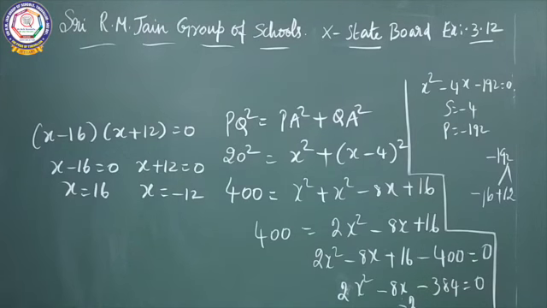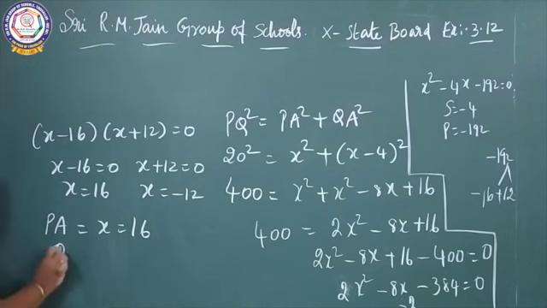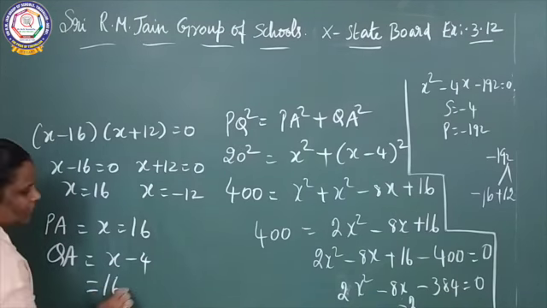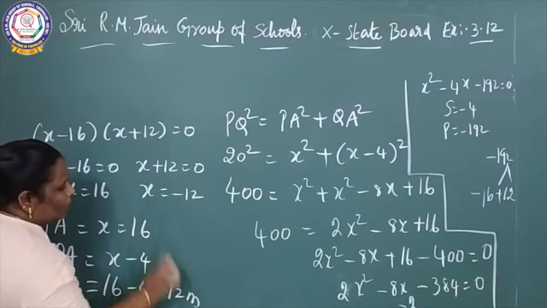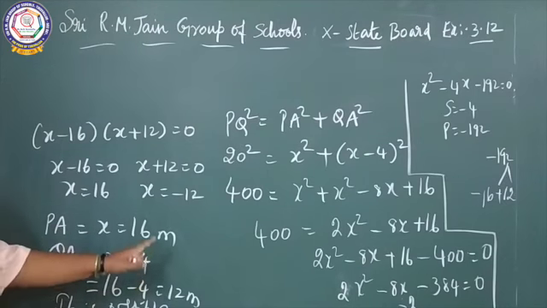So, the x value, PA equal to x, equal to 16. What is the value of QA? QA equal to x minus 4, that is 16 minus 4 equal to 12 meter. So, it is possible to fix the points at 16 meter and 12 meter.